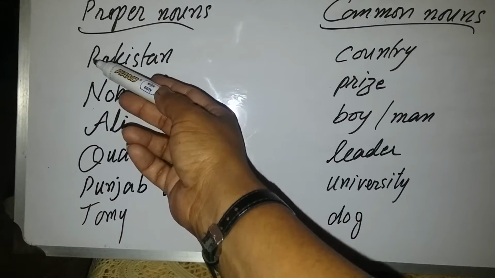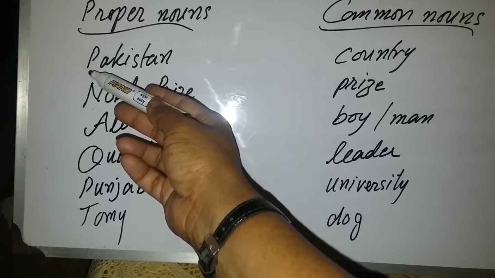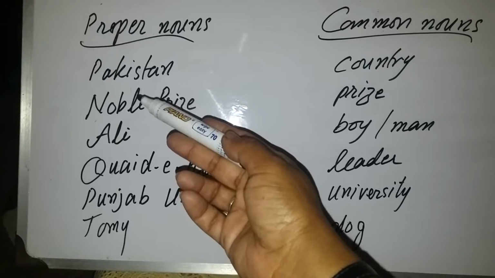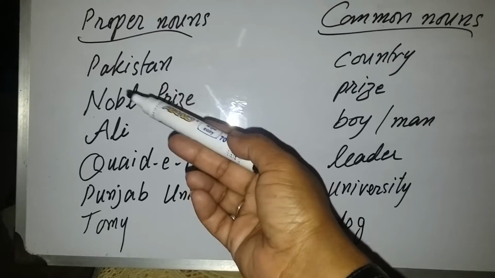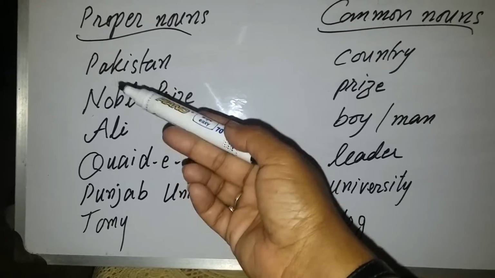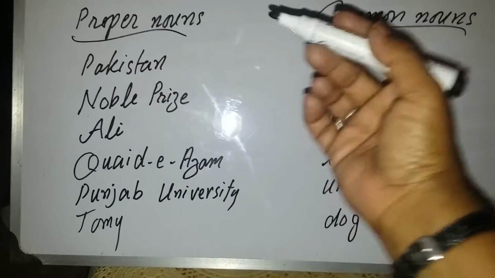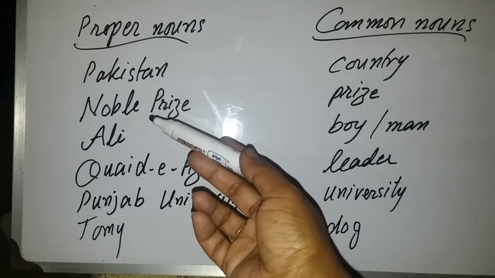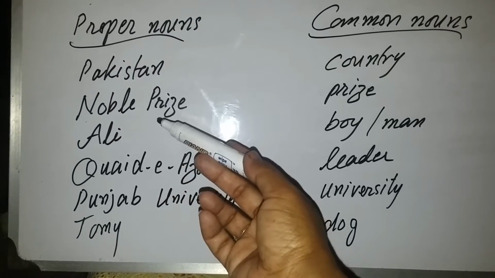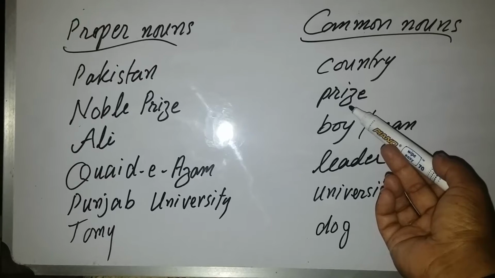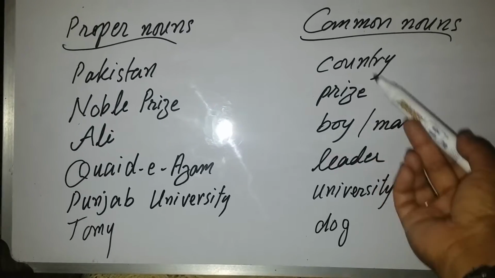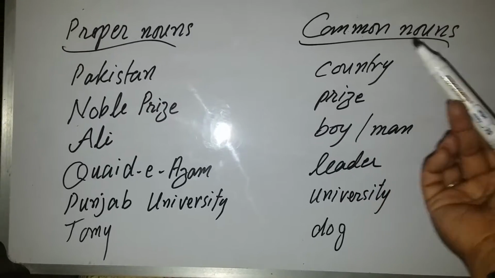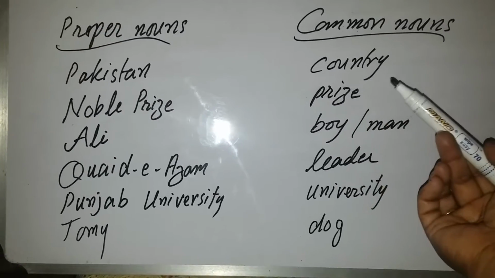Look at the first letter of the proper noun, that is written in capital. So the first letter of all proper nouns will be written in capital, even if they are written in the middle of a sentence. Look at the second word, Nobel Prize. This is the specific name of a prize, and the common noun is prize, which is shared by all. For example, if I say I have given him a prize, this is a common noun.